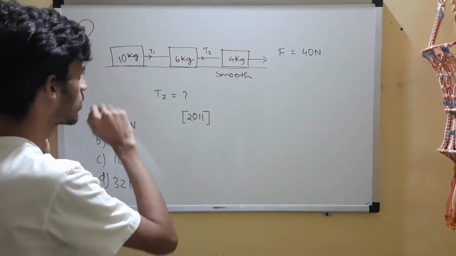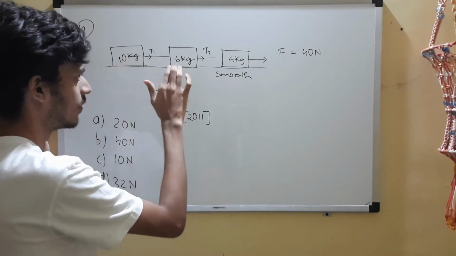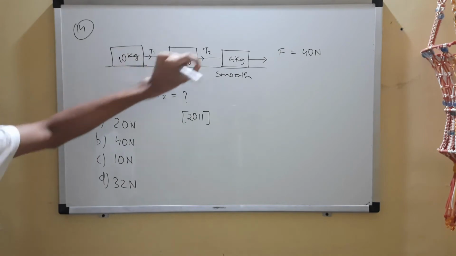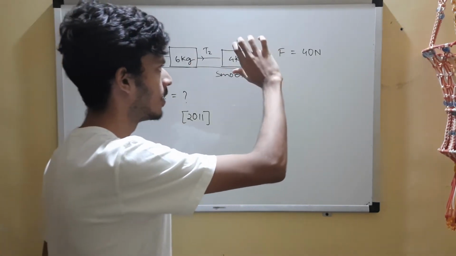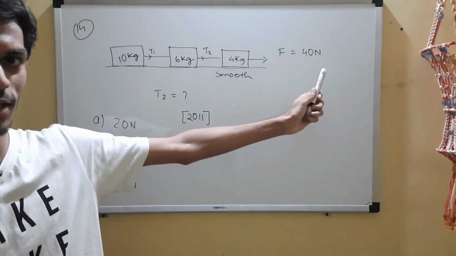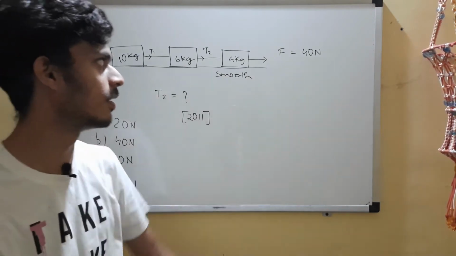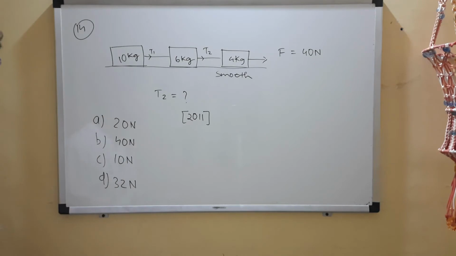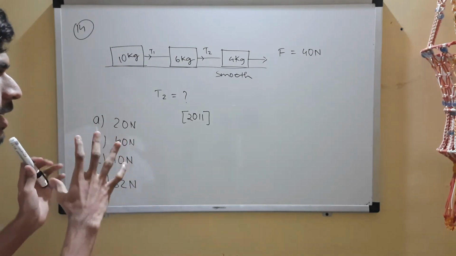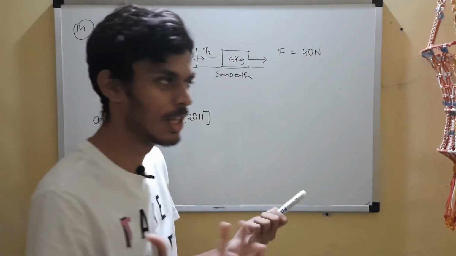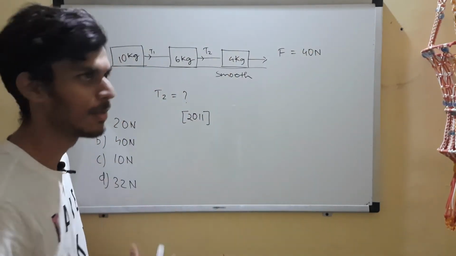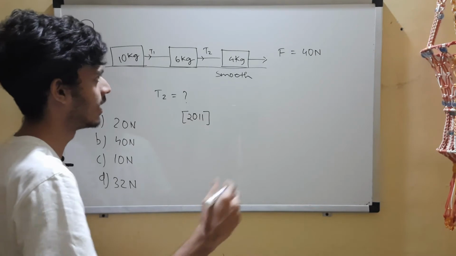So you have 3 blocks over here, one with mass 10 kg, second one with 6 kg, third one with 4 kg. Okay, they are tied by strings, 1 and 2. Now the last one among them is pulled with a force of 40 newtons. The 4 kg one is pulled with a force of 40 newtons. You are supposed to report the value of T2. So in this case, the first thing that you should do is find the acceleration. All 3 of them will move with the same acceleration. Okay, so let's find the acceleration.